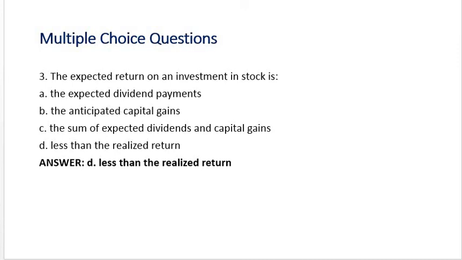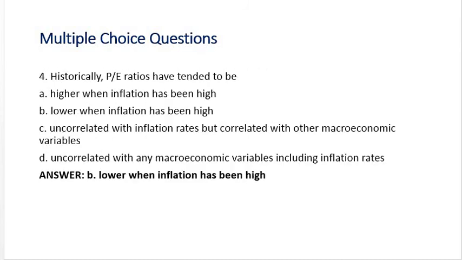The next one, historically, PE ratios have tended to be higher when inflation has been high, lower when inflation has been high, uncorrelated with inflation rates but correlated with other macroeconomic variables, uncorrelated with any macroeconomic variables including inflation rates. It is actually lower when inflation has been high. So generally it is preferable to invest during non-inflation periods than during periods of inflation, so that you get a high rate of return.